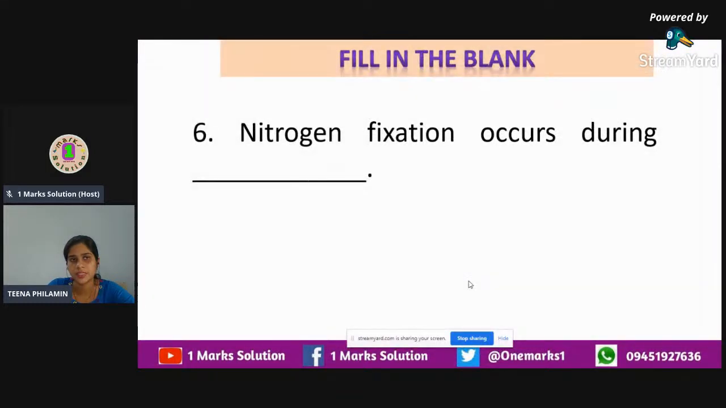Then the sixth question: nitrogen fixation occurs during dash. Nitrogen fixation is the transfer of atmospheric nitrogen into nitrogenous compounds or ammonia. In the atmosphere, nitrogen is present as molecular nitrogen, dinitrogen, and it is not easy to break the bond because the nitrogen molecules are triply bonded. During lightning, there is a chance of this bond breaking, and the nitrogen may be converted and easily taken up by plants as nitrogenous compounds. So nitrogen fixation occurs during lightning.